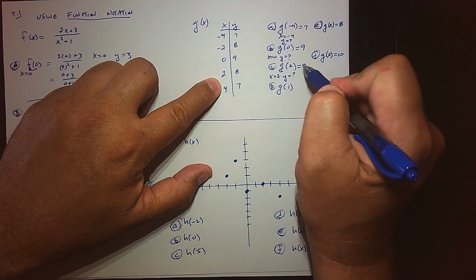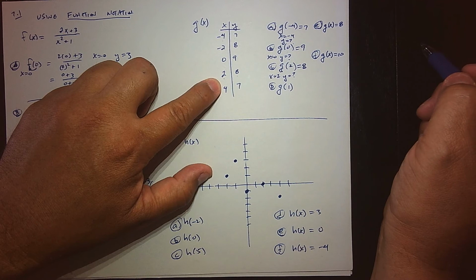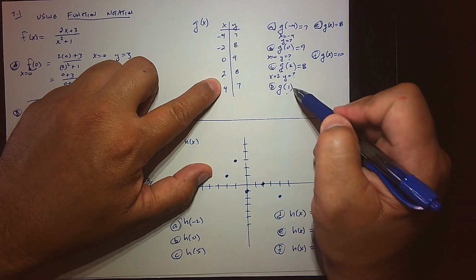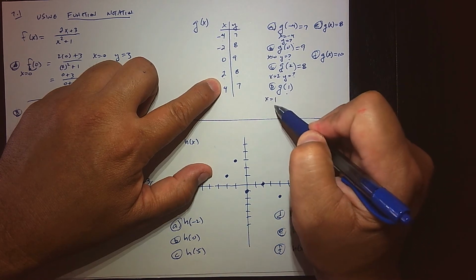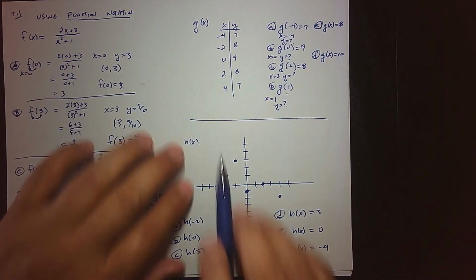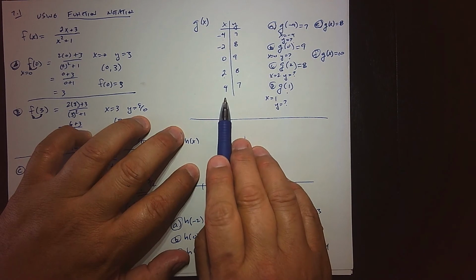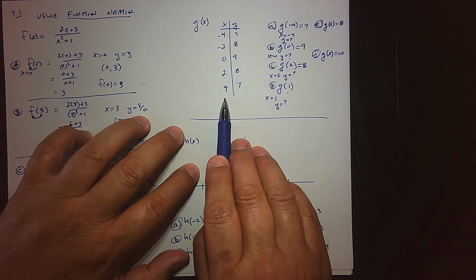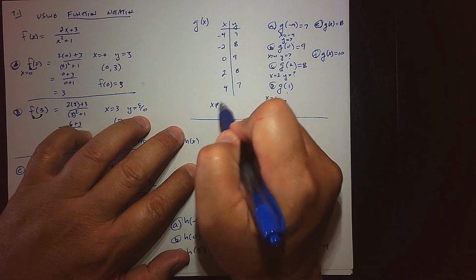So G of 2 is equal to 8. G of 1, well, again, x is 1. I'm asking you, what is y when x is 1? But when we go look at our table, we can see that 1 is not in the domain. So x is not equal to 1.